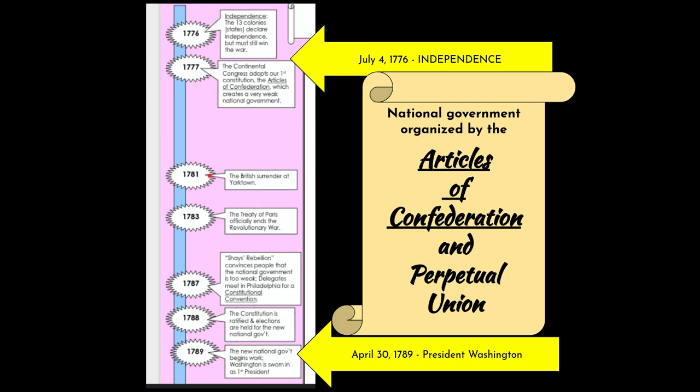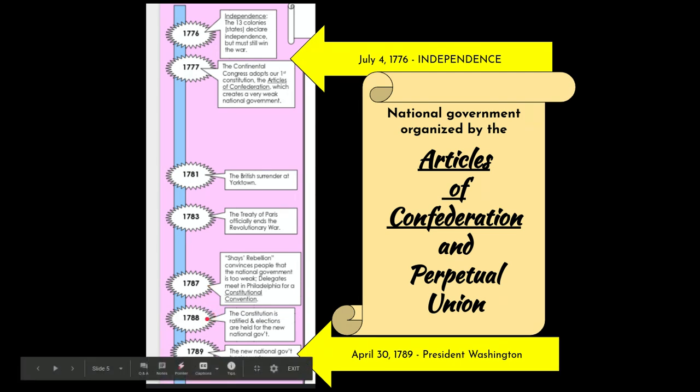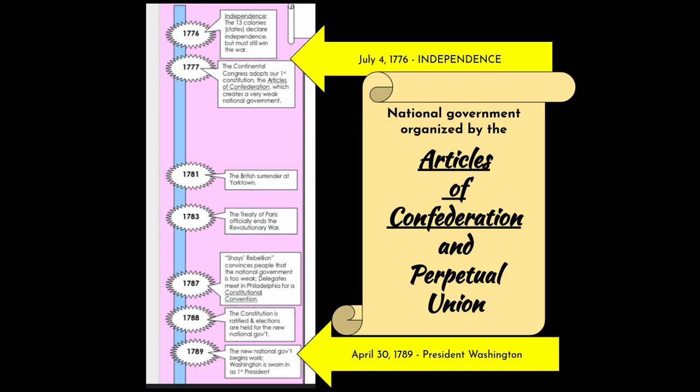British surrender in 1781. Treaty of Paris officially ends the war 1783. 1787 is something called Shays Rebellion. We'll talk about that another time. Down here, 1788, the new Constitution is ratified. Elections are held, and the new national government begins to work in 1789. 1789 is when George Washington is sworn in as president.